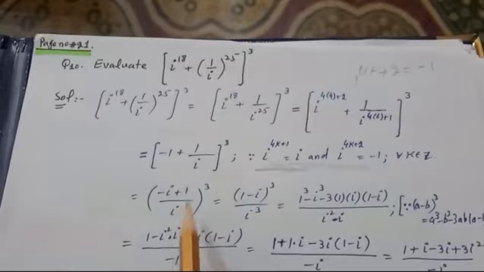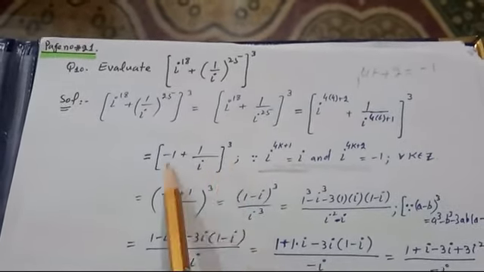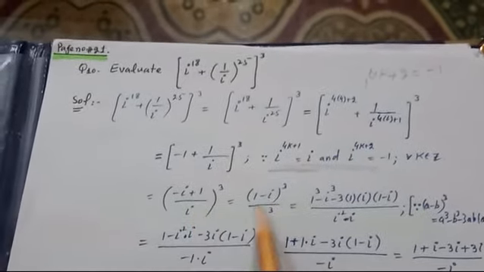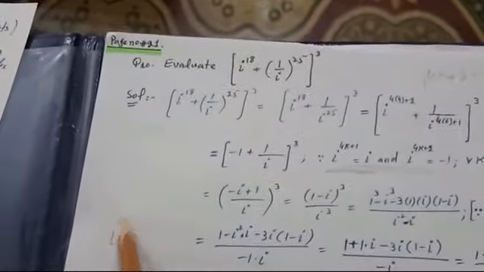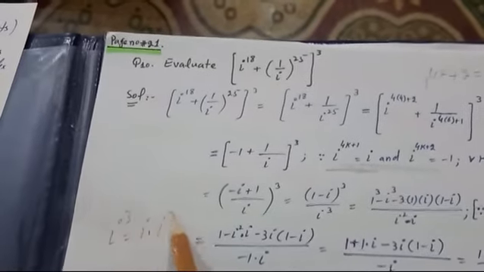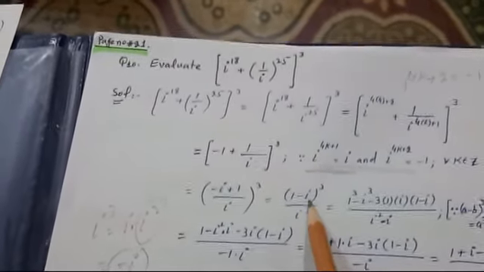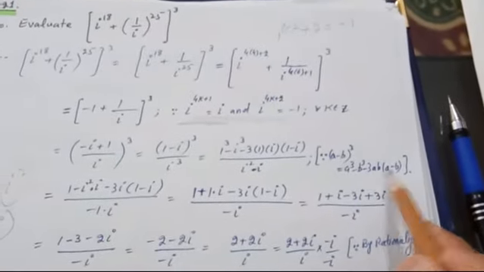Now taking the LCM, iota is the LCM. Iota will be multiplied here, and here iota will cancel with iota, and you will get minus iota plus 1 divided by iota, whole power 3. This can be 1 minus iota, whole cube, and iota cube. Iota cube is equal to minus iota, because iota cube can be written as iota multiplied by iota square, and iota square is equal to minus 1. So this is minus iota, and iota cube is actually minus 1. And 1 minus iota whole cube is a minus b whole cube, which is equal to a cube minus b cube minus 3ab into a minus b. By using that relation, you get this.